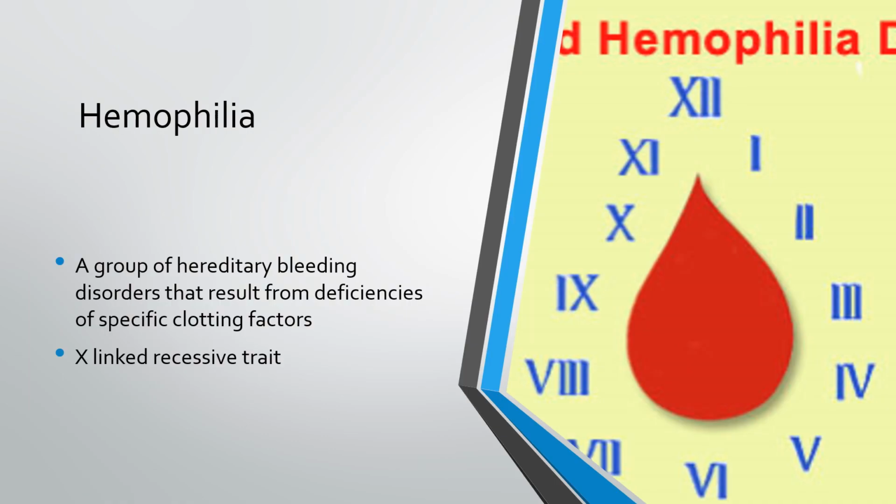All right, so now we're going to talk about hemophilia. Historically, the prognosis for hemophilia was that most kiddos died at age 5. Now, mild to moderate hemophilia patients can live near normal lives. So this is a group of hereditary bleeding disorders that results from deficiencies. It is also an X-linked recessive trait, just so you know.